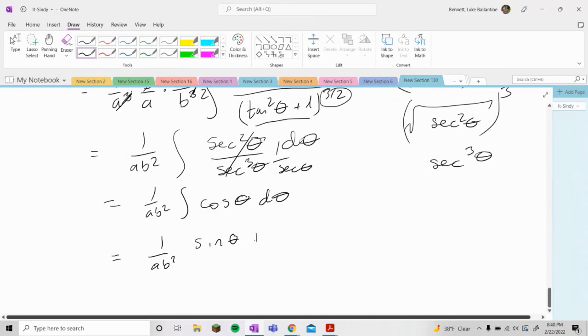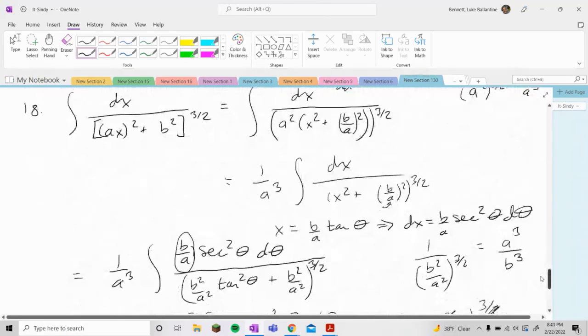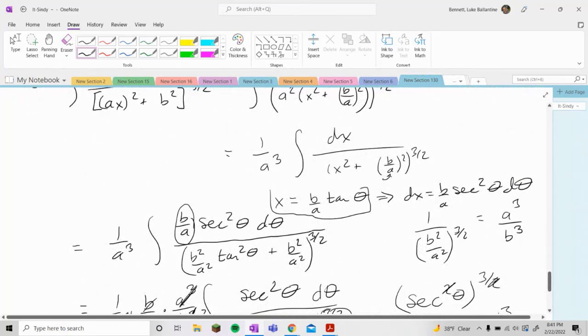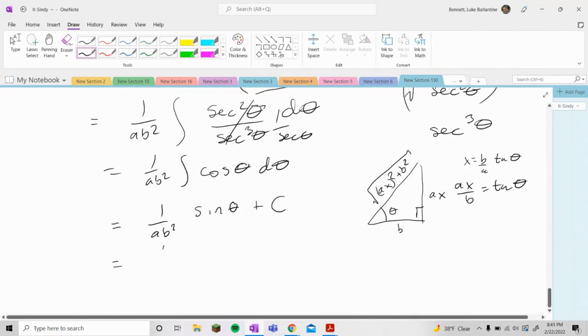Okay. Now we need to use our triangle. So our initial substitution was, we had this guy, x is b over a tangent theta. So ax over b is tangent theta. So opposite, adjacent, sum of the squares, Pythagorean theorem. Now we want sine, opposite over hypotenuse. So this is 1 over ab squared, opposite over hypotenuse.